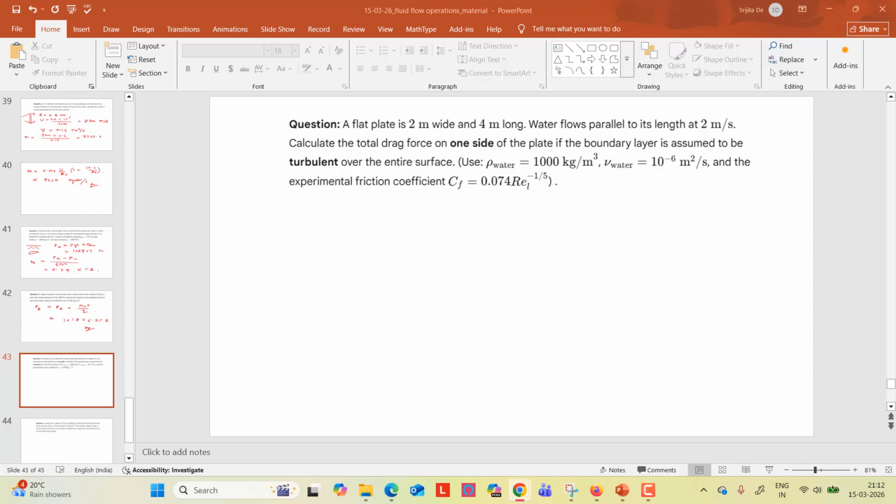A flat plate is 2 meter wide and 4 meter long. Water flows parallel to its length. Calculate total drag force on one side. So 2 meter wide and 4 meter long. Slow fluid passing is like this. So water flows parallel to its length. Okay.